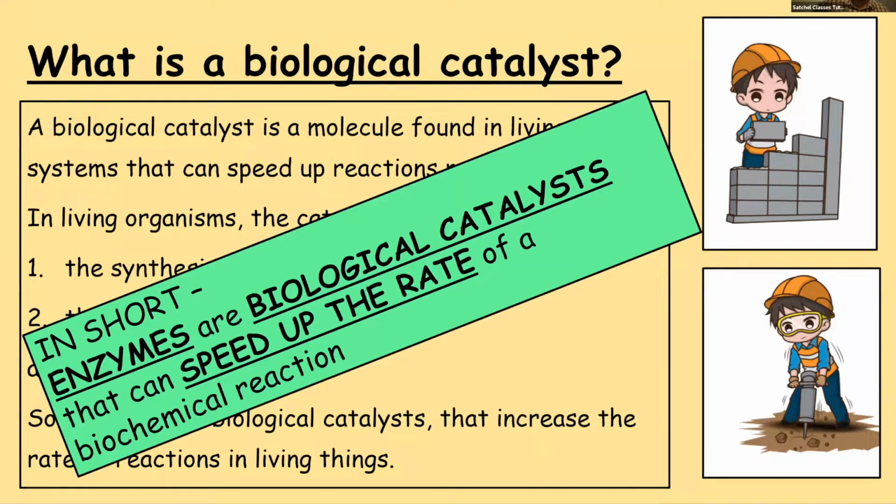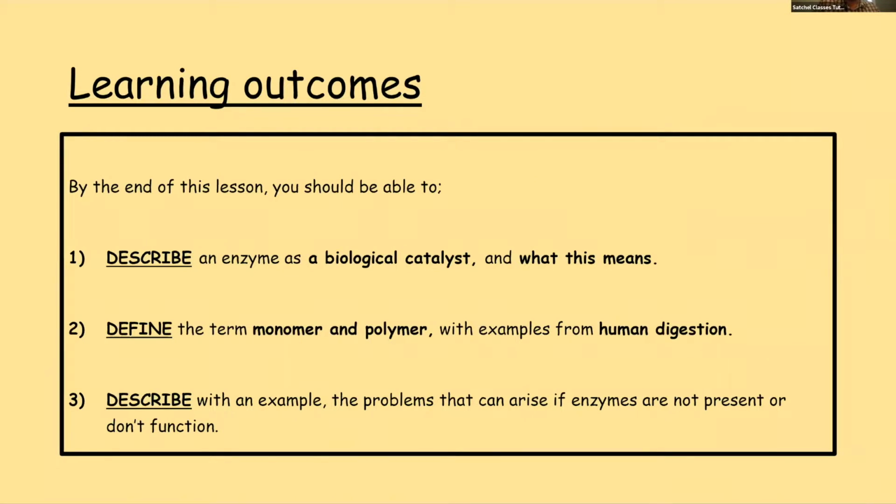In short, enzymes are biological catalysts that can speed up the rate of a biochemical reaction. And that is our first learning outcome. An enzyme is a biological catalyst. Second outcome then, monomer and polymer, examples from human digestion.